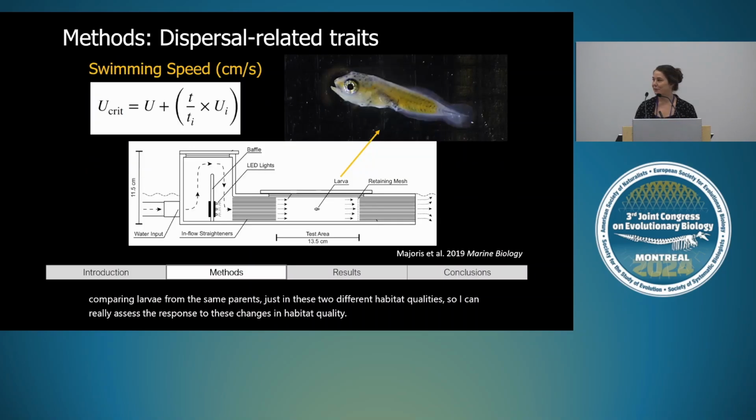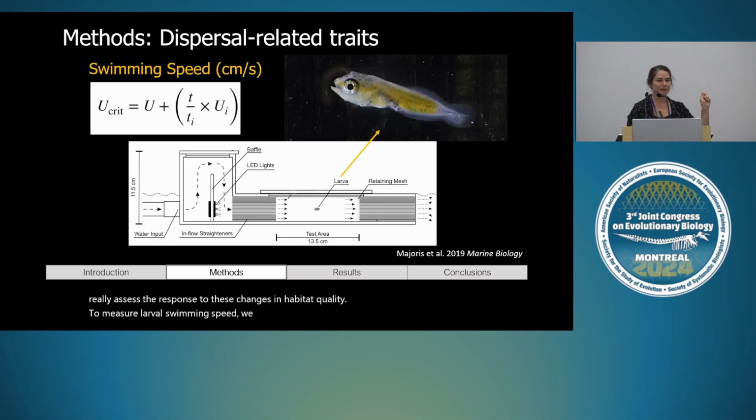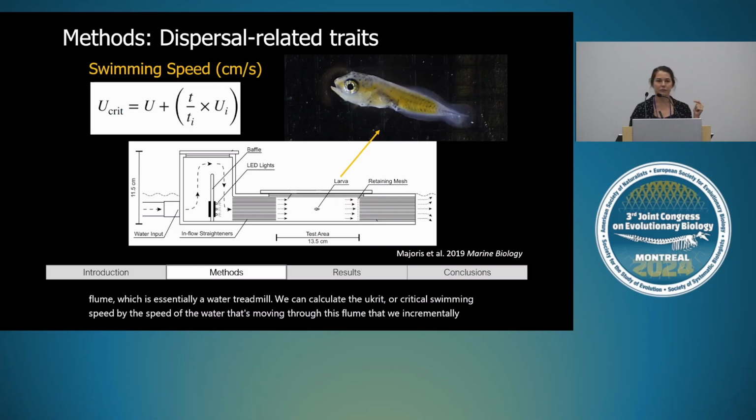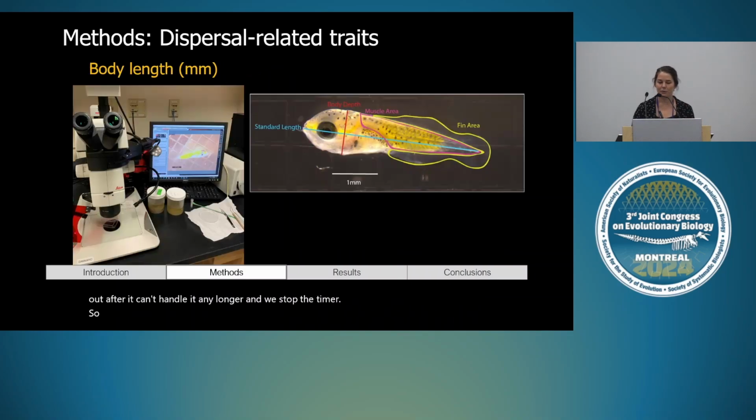To measure larval swimming speed, we put an individual larva inside of this swimming flume, which is essentially a water treadmill. We can calculate the U-crit, or critical swimming speed, by the speed of the water that's moving through this flume that we incrementally increase. The fish maintains its position in that center chamber until it gets pushed out after it can't handle it any longer, and we stop the timer. After its little workout, we also photograph each larva so that we could measure its length.